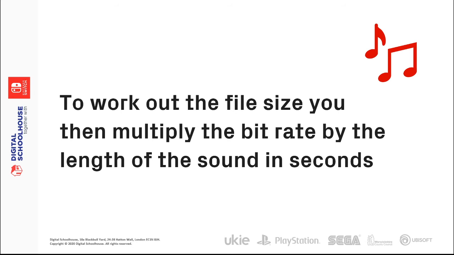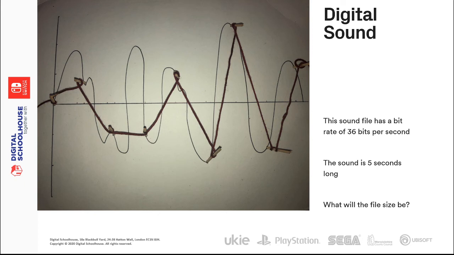There you go. To work out the file size, you multiply the bit rate by the length of the sound in seconds. So then you can work out the file size in total. This sound file has a bit rate of 36 bits per second. The sound is 5 seconds long. So what would the actual file size be? 36 times 5, 180 bits. That gives you your total file size.